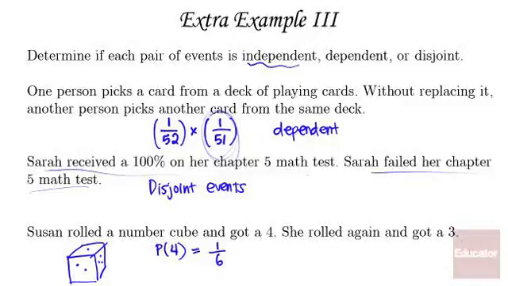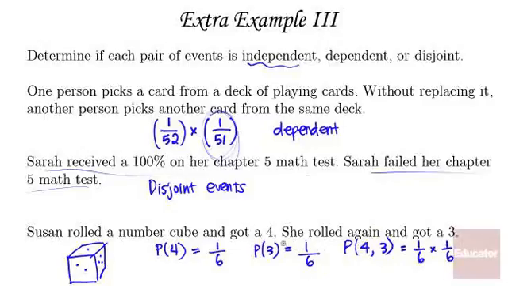That's the first event. She rolled again and got a 3. Well, what's the probability of rolling a 3? How many sides has a 3? Only one side out of 6. So here, to find the probability of rolling a 4 and then a 3 for those two events is 1 over 6 times 1 over 6.